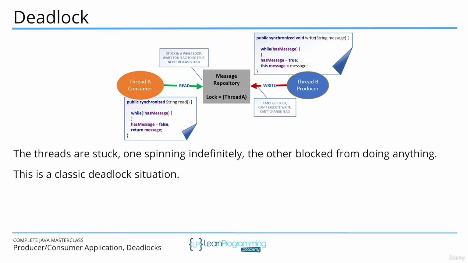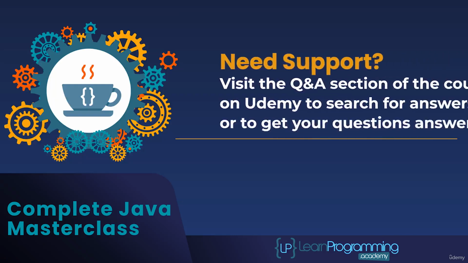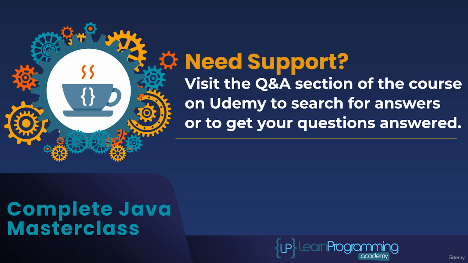This situation could be equally true in reverse. This means the producer could be in its while loop, waiting on the consumer to flip the flag, but the consumer can't get the lock to do it. So what can we do? I'll pause the video here and answer that question in the next video.